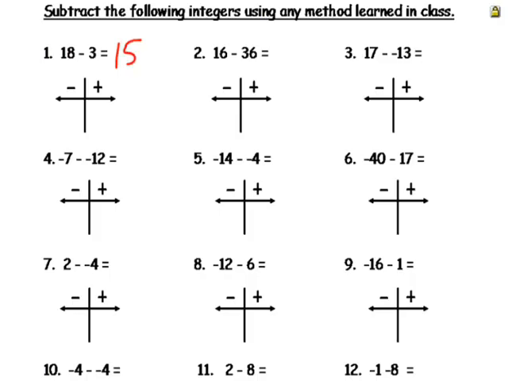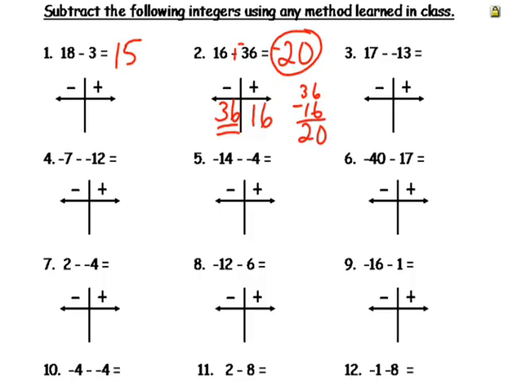16 minus 36. I'm going to add the opposite. So I'm going to take the opposite of +36, which is -36. I've already got all my tug lines here. So I have -36 and +16. I have a war, so I do 36 minus 16, which is 20. Which side was stronger? The negative side was stronger, so it's negative 20.